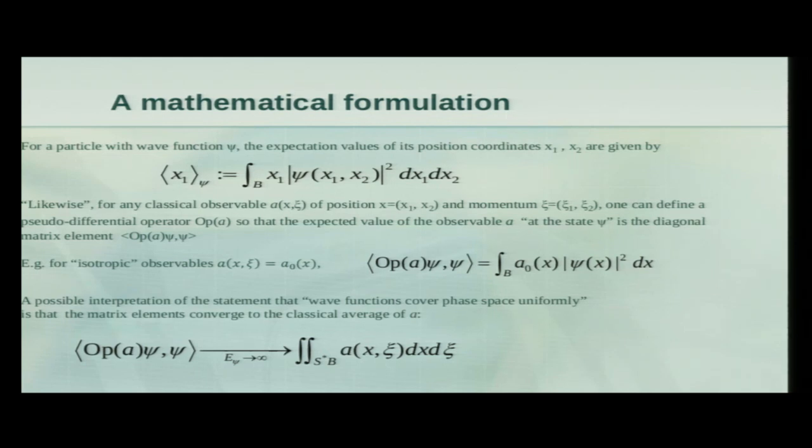And then an interpretation of the statement that wave functions cover phase space uniformly is that these expectation values will converge as Planck's constant goes to zero, or the eigenvalue goes to infinity in this billiard system, to the phase space average of the classical observable. So this would be one interpretation of this semi-classical eigenfunction hypothesis.